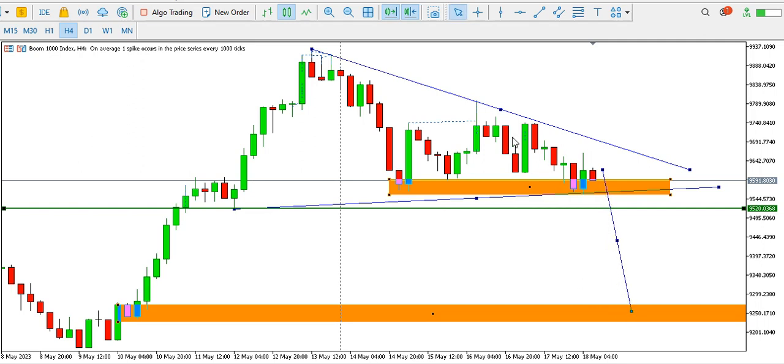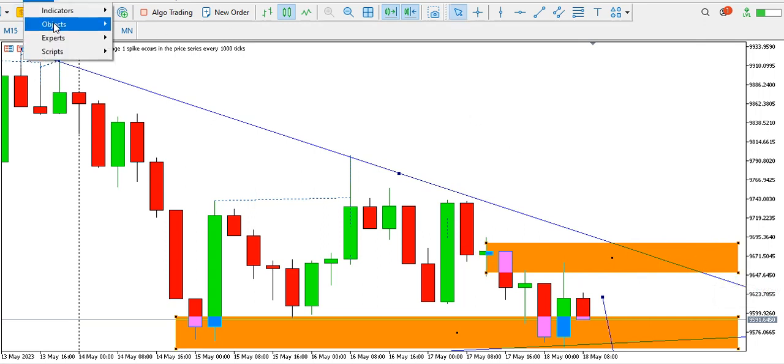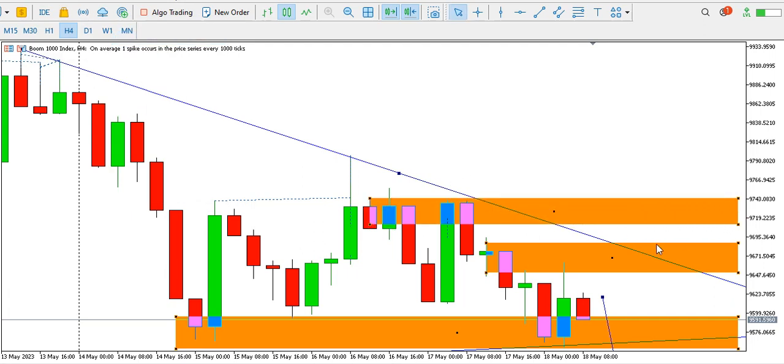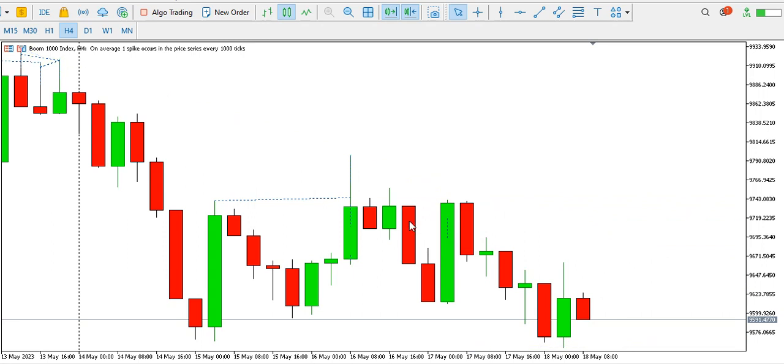But for now, if it starts to spike up, we have this other block that must serve as resistance. This particular order block here at the 9670 area. We also have another order block at the top somewhere around here. That's the 9730 area. Then we also have another order block at this point. That's the 9815 area. So that's that for boom 1000 index on the 4-hour time frame.